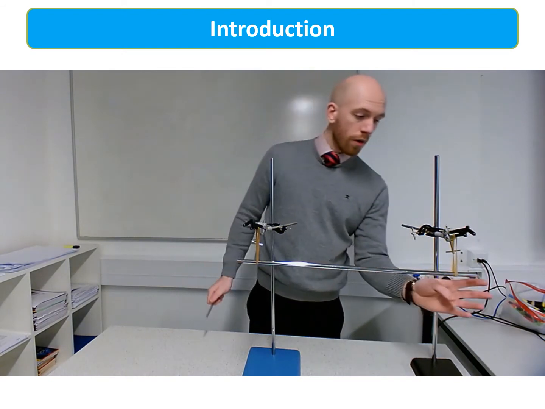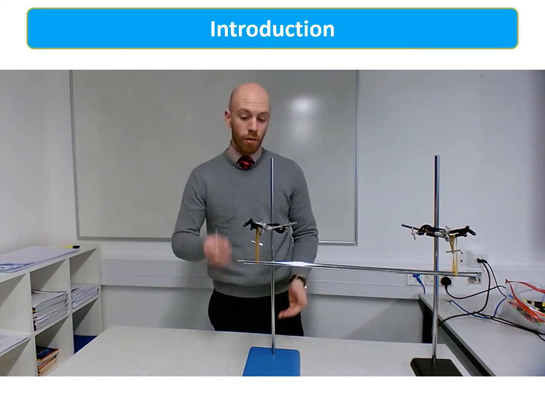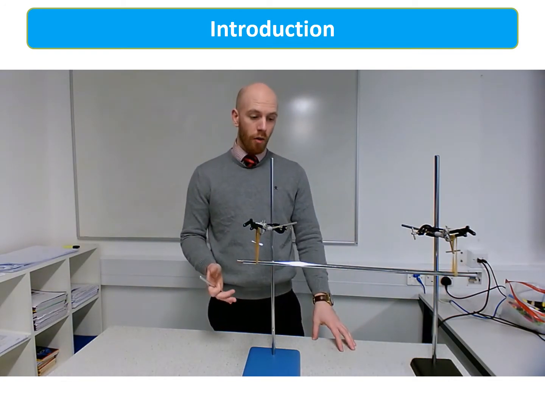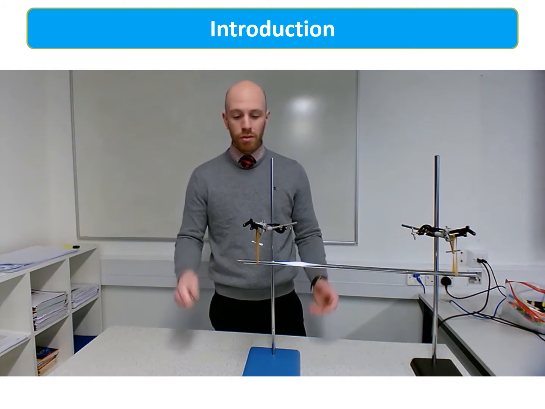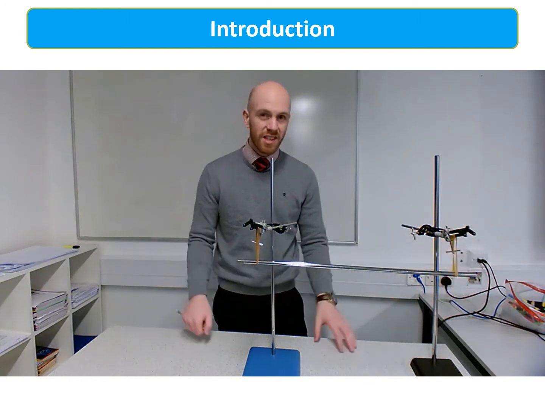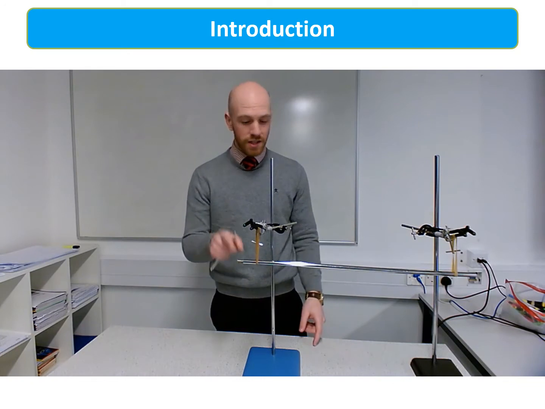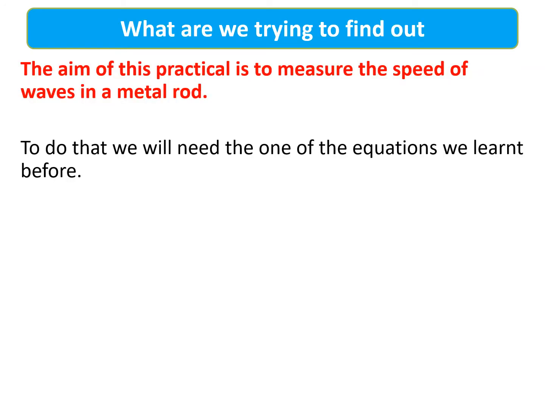First of all, I can't even see the wave, so how am I meant to time it? And second of all, the speed of sound in a solid is incredibly quick. In metals like this, we're talking close to 5,000 meters per second, so 5 kilometers a second. The distance from here to here is probably 60 centimeters. The likelihood of me being able to accurately measure the time it takes to get from here to here, not going to happen. So we've got to have a different approach.